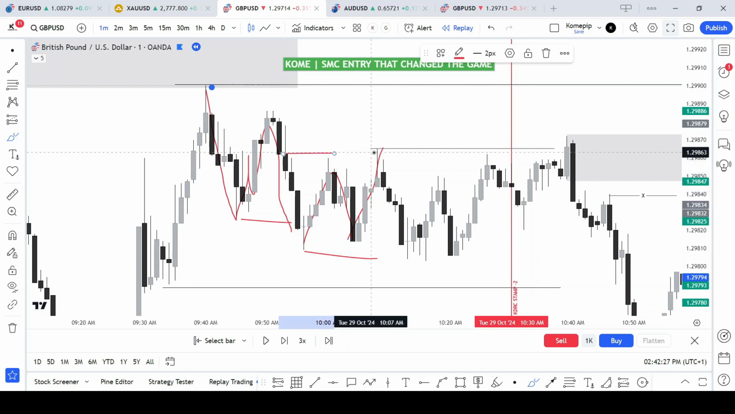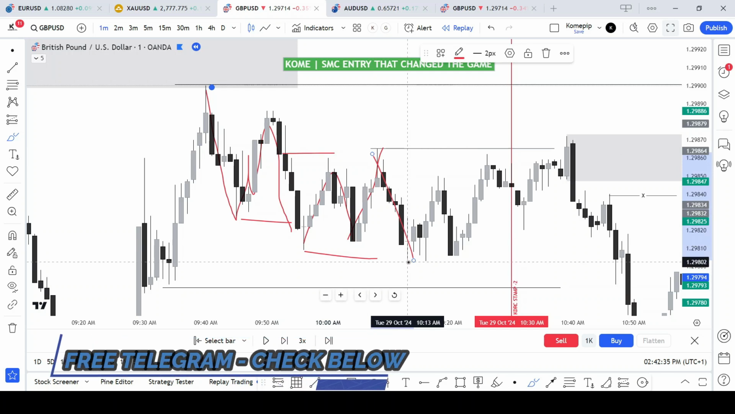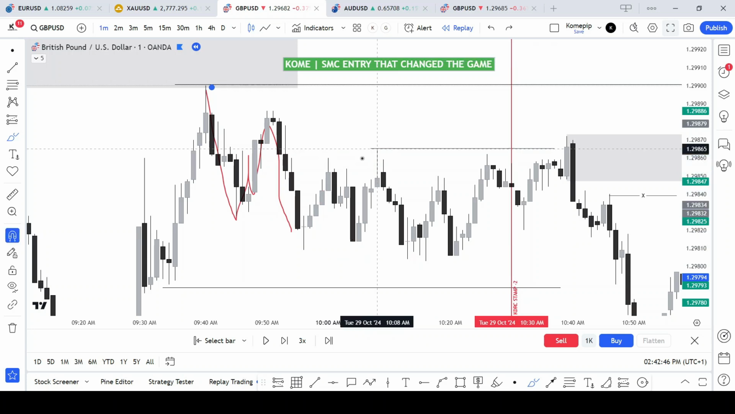Of course, I wouldn't want to mingle with any of this internal structure because I know what I'm doing. I'm going for the big fish, right? So why eat the smaller fish when you can see the big fish is still very much available? So immediately this took this high. Let me clear this so that you can understand my explanation better. Immediately price took this high.